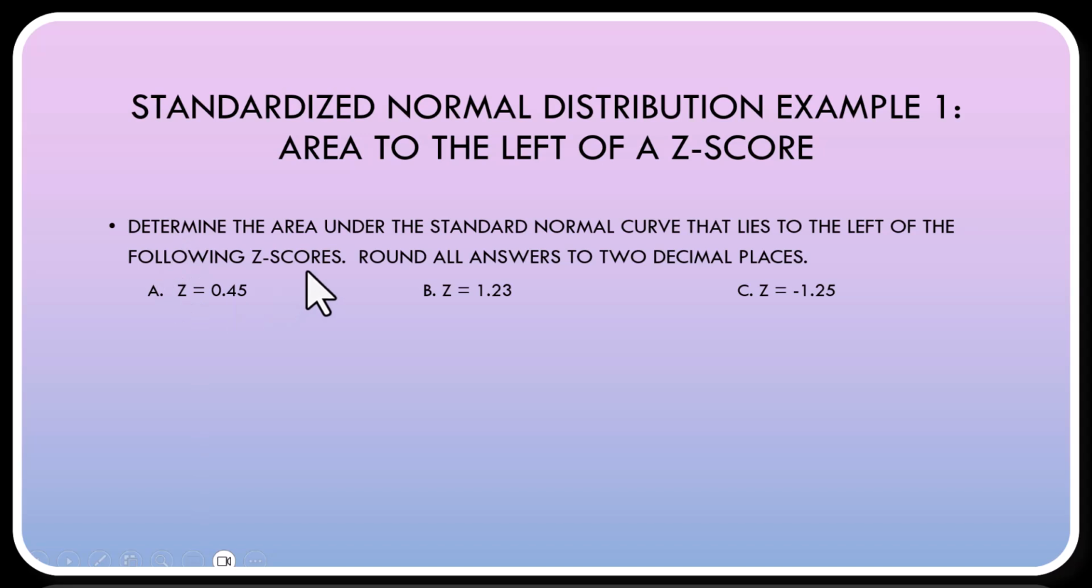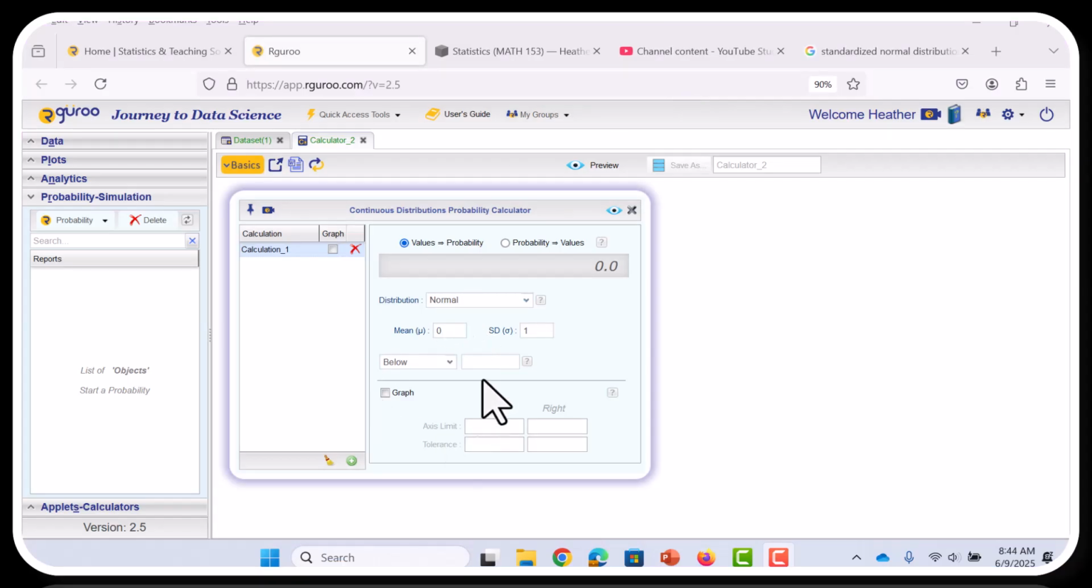So the first one, letter A, says z is equal to 0.45, and we want to find the area to the left of this value. So the first thing I'm going to do is go to this box right here, and I'm going to type in 0.45. Okay, I want the area under the curve to the left, so I'm going to select below. So if I just hit the I icon, I get a value here.